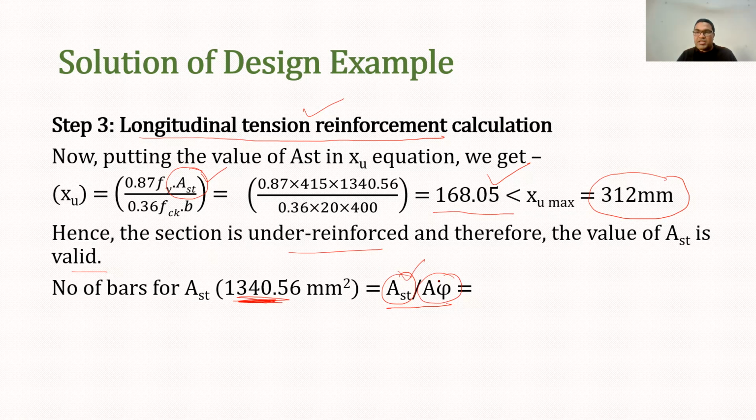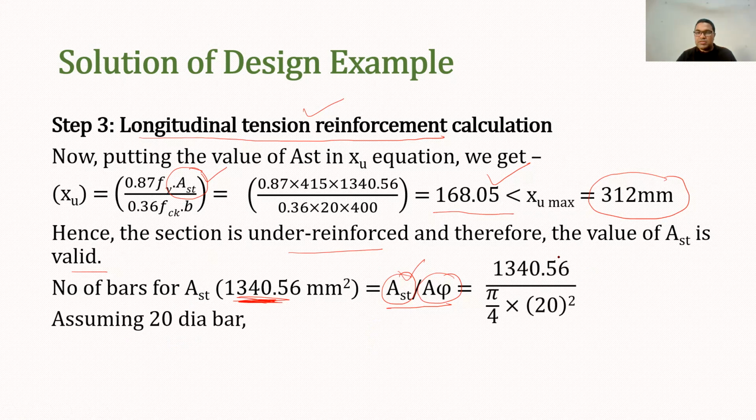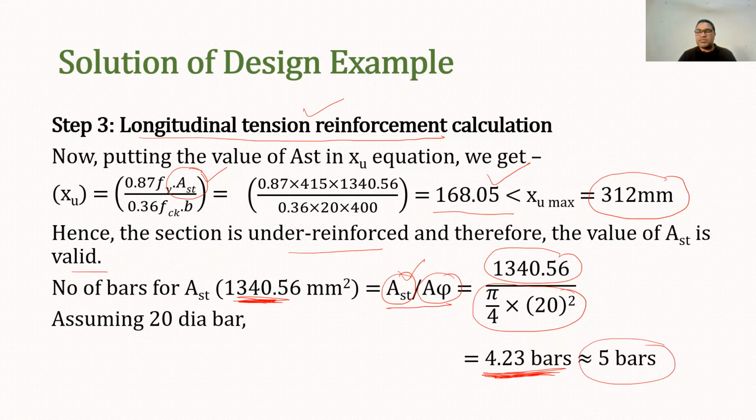Now, for calculating the area of cross section, we need to assume the diameter of the bar. So say we are assuming a 20 mm dia bar. Putting the values here, this is the Ast and this is the area of cross section of one bar. We get the number of bars as 4.23. Generally we don't provide bars like this. We can't provide 4.23 bars. So basically we will say that we are providing roughly 5 bars.